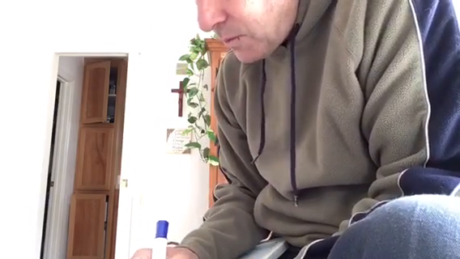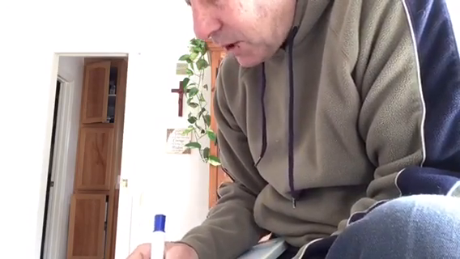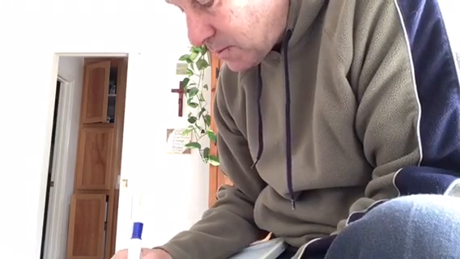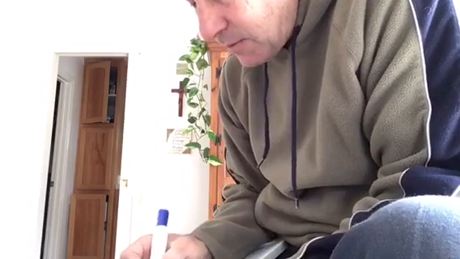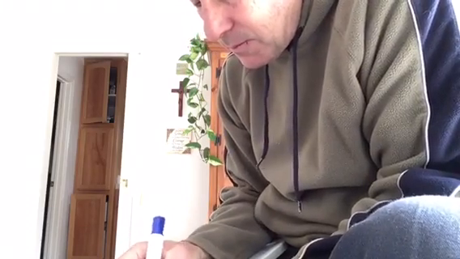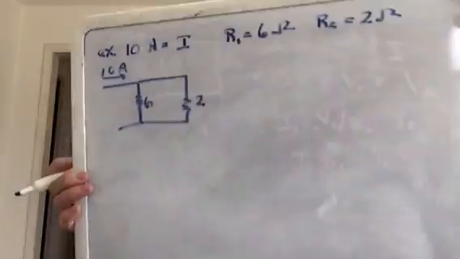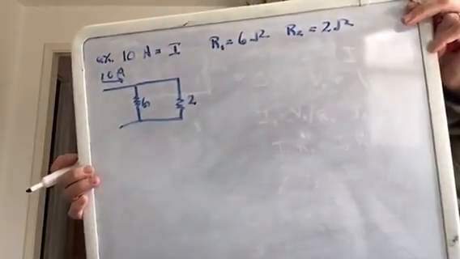Ideally, what you'd do is a little bit of a drawing. So you've got this first resistance of 6 ohms, a second resistance of 2 ohms, and you've got 10 amps coming along. So how is that going to end up splitting?